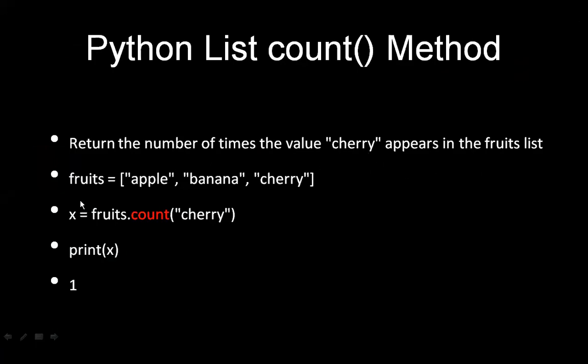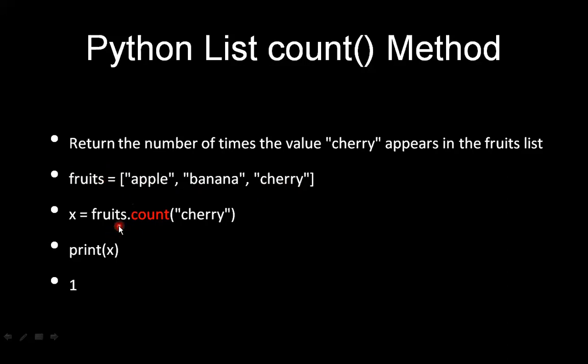You can notice here that fruits is the name of the list, and then apple, banana, and cherry are the elements. These are all the objects, I can call them. Three objects are going to be stored under this particular list, that is fruits. So what is the syntax for using the count method?